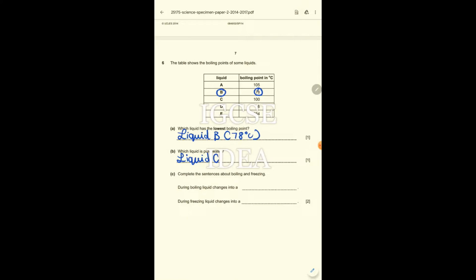Complete the sentences about boiling and freezing. But during boiling, liquid changes into a solid.